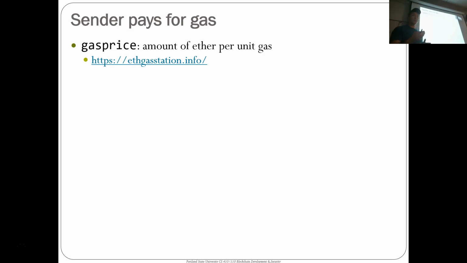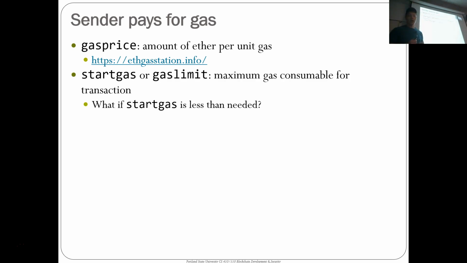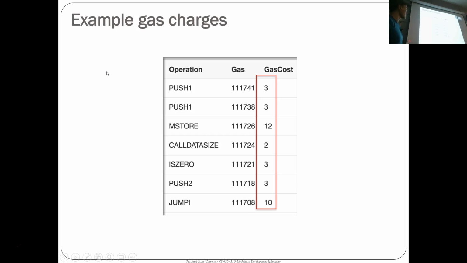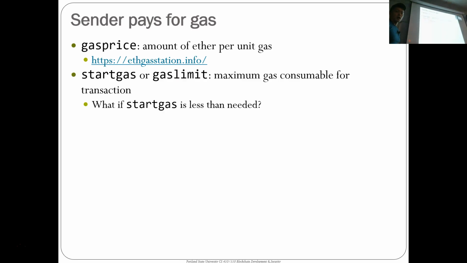And then it will ask you, is this okay? And then you'll hit confirm and it'll spend your money. There's also a gas limit, or in this case they call it a start gas. I want to start the execution with a certain amount of gas. So that's basically what start gas is: I want to start off the computation with a certain amount.